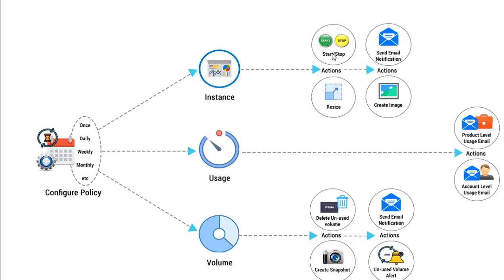Automated actions can be performed for stopping and starting the VMs, for resizing the VMs, for creating images in order to take the backup of base VM, for deleting unused volumes greater than a predefined number of days, for creating volume snapshots. Automated alerts will be sent to the admin when usage for a cloud provider account, like AWS, reaches a certain amount, when usage for cloud product, like AWS EC2, touches a predefined cost, when volumes remain unused or not attached to any instance for a certain number of days.